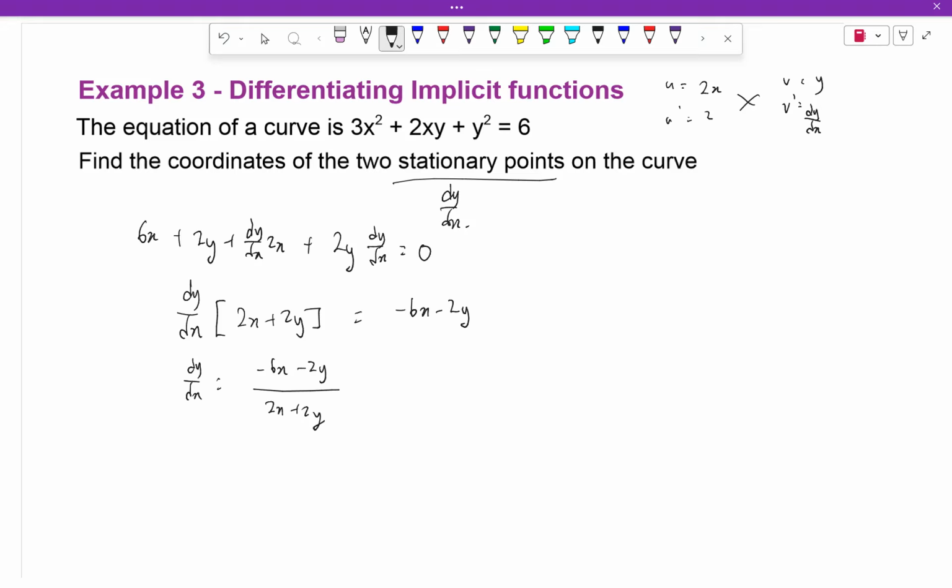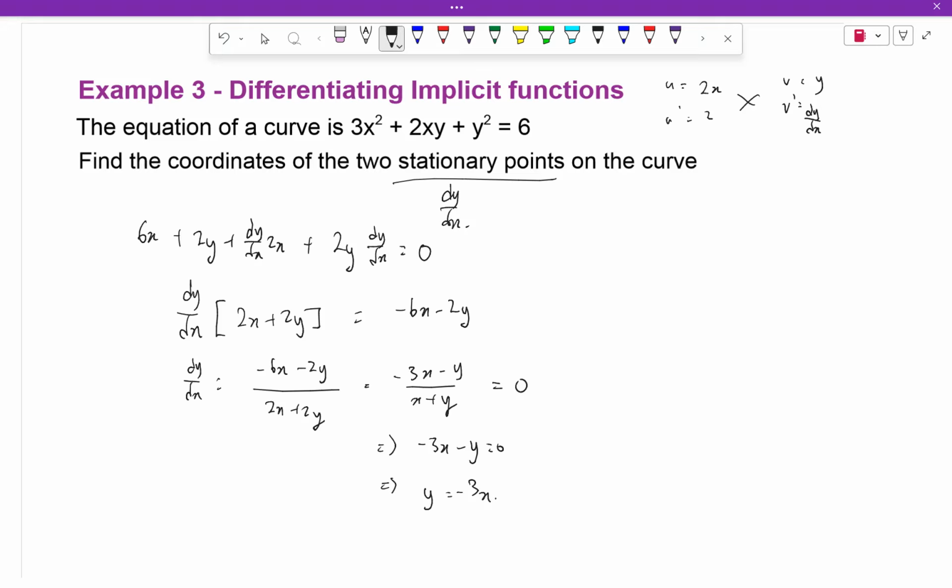This is our differentiation. Now we have to solve it. What we can do is simplify this one. That is when dy dx equals 0. Multiply everything by x plus y, so that leaves us with -3x minus y equals 0, which means y equals -3x.